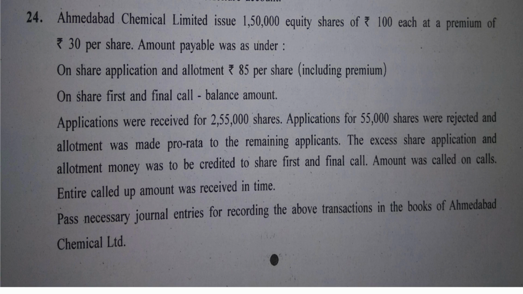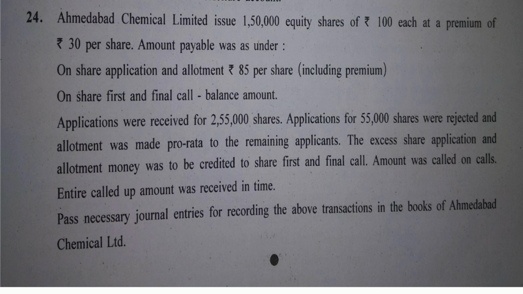Ahmedabad Chemical Limited issued 1,50,000 equity shares of ₹100 each at a premium of ₹30 per share. So without giving it a second thought, the share is of ₹130. 30 rupees premium, 100 rupees is the price of share. How many shares have been issued? 1,50,000. On share application and allotment, ₹85 per share including premium.